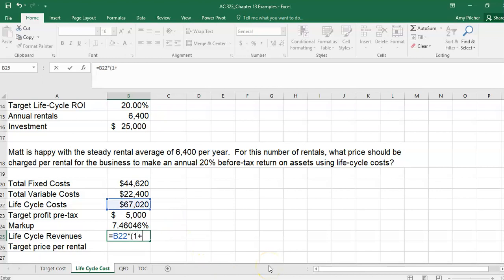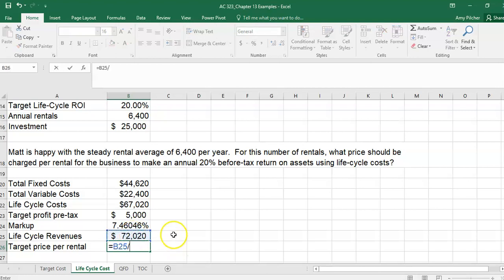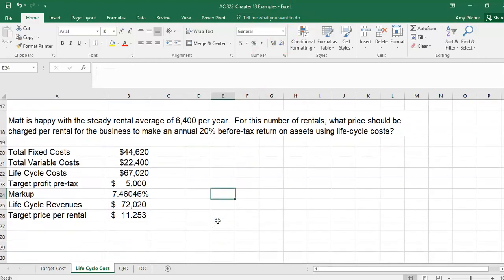1 plus our markup percentage, and that gives us our projected revenues that meet both paying all of our costs and give us that 20% return on investment that we want. We take our total revenues and divide by 6,400 rentals and get a target price of $11.25 per rental.